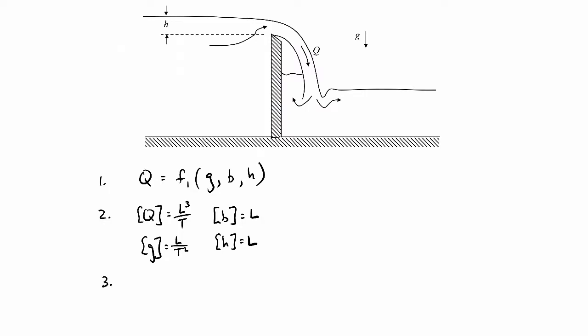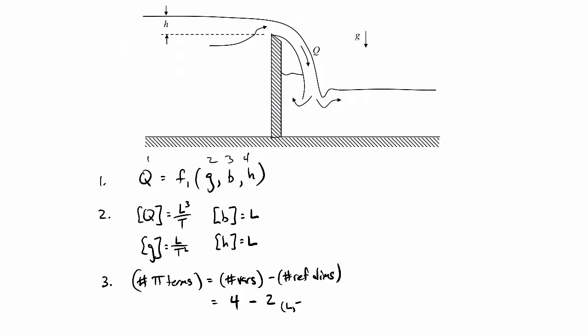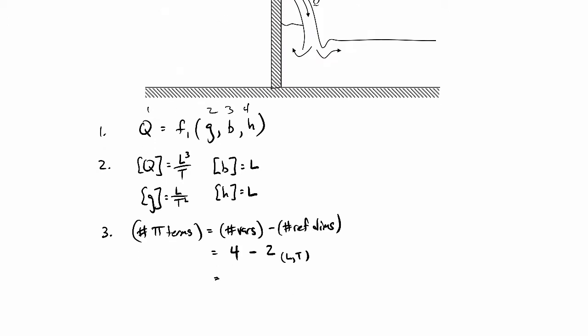Let's go ahead and find out the number of pi terms that we'll have. The number of pi terms is the number of variables minus the number of reference dimensions. The number of variables is 1, 2, 3, 4. And the number of reference dimensions is 2, and those are length and time. We need both of those. So we're going to get 2 pi terms, ultimately.